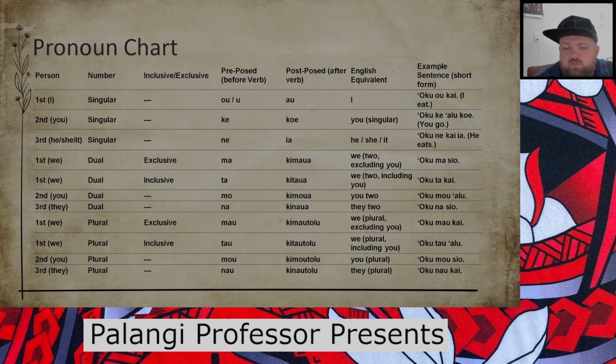We have the opposite of that now, which is inclusive, or we in the first person. We have tau and kitau tolu. That's including you. Oku tau alu. All of us are going. And that's including the person you're talking to.